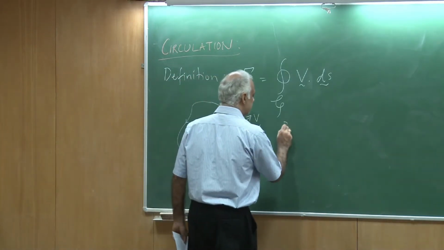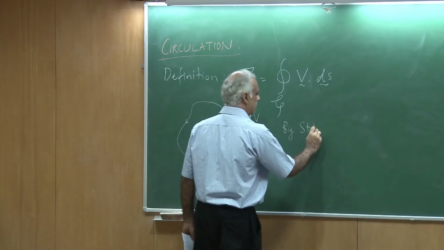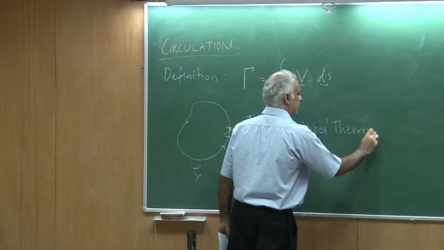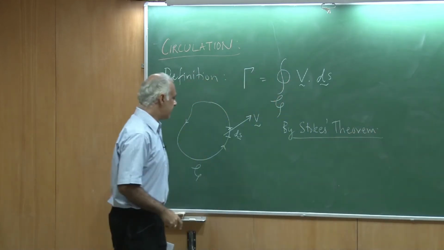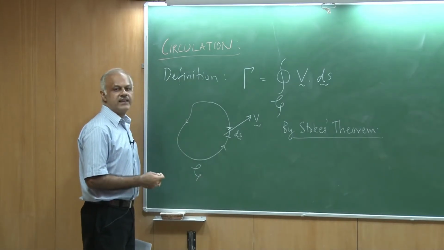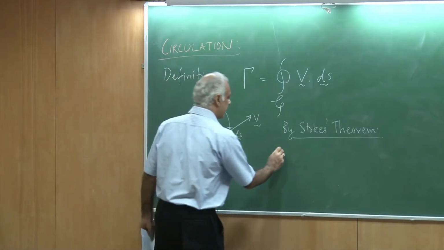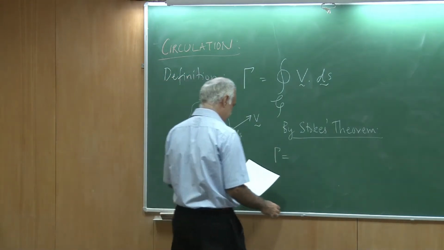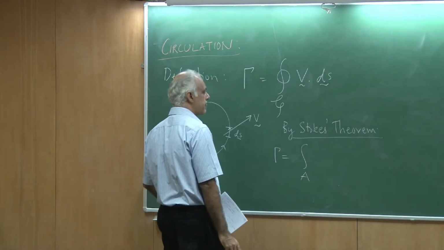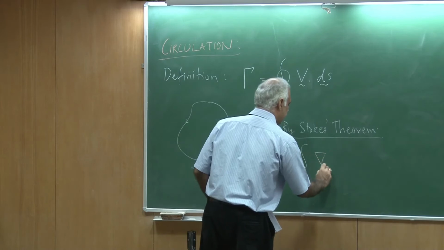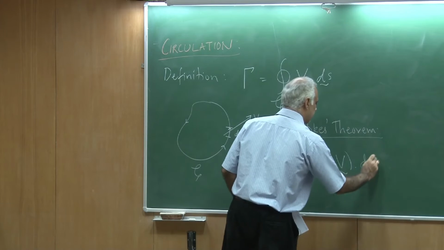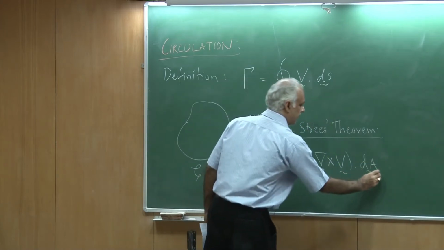By Stokes' theorem, I could relate this integral, the line integral on a curve, to an area integral, and I could write gamma as simply the integral over an area A of the curl of the velocity dot dA. Okay.